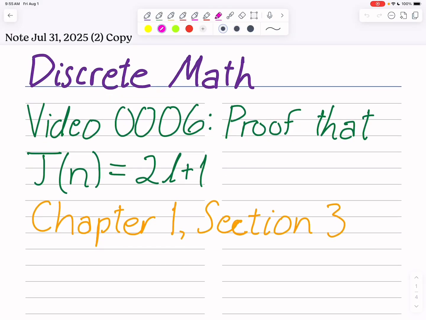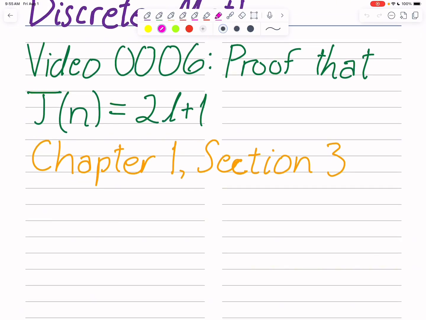Welcome to the next video on discrete mathematics. This is video 6, where we'll discuss the proof that this function J(n), which is the function introduced in the previous video, has the hypothesized formula 2L plus 1. This corresponds to chapter 1, section 3.